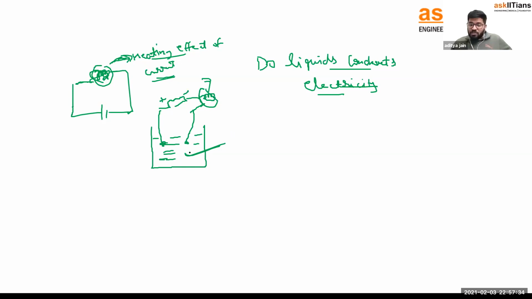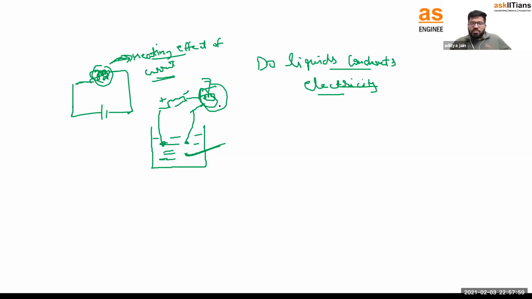But it can also be a case when the current is flowing, but still the bulb is not glowing. What will be the reason? Because a bulb requires a certain amount of current to get heated, and after heating it will glow. So although the liquid is conducting electricity, it is not conducting in that much amount that it will be able to glow the bulb. So what to do then?